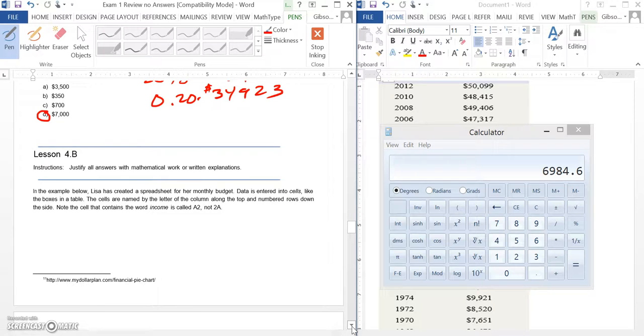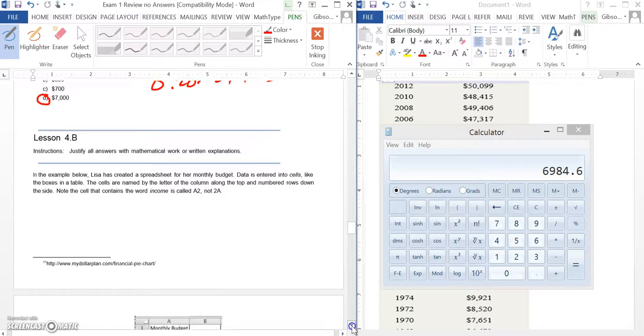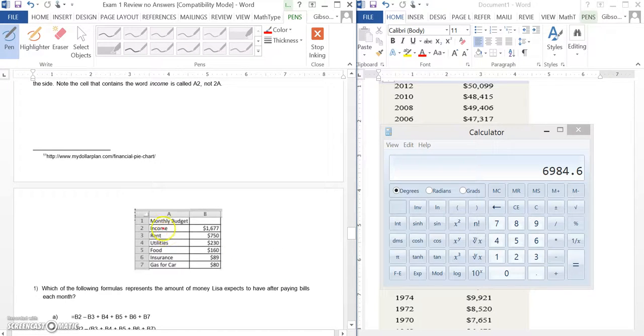Data is entered into cells, like the boxes in a table. The cells are named by the letter of the column along the top and numbered rows down the side. Note, the cell that contains the word income is called A2, not 2A. So income is A2, it's not 2A. So then the actual value of the income would be B2.